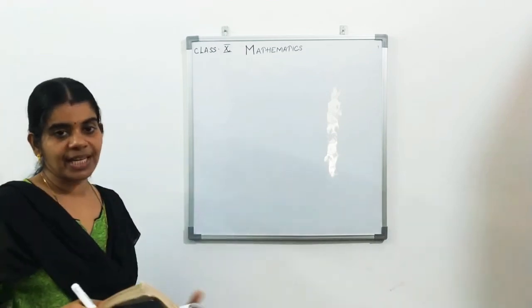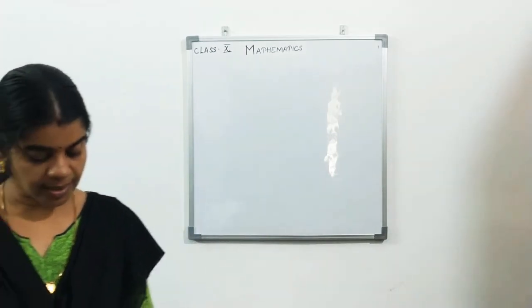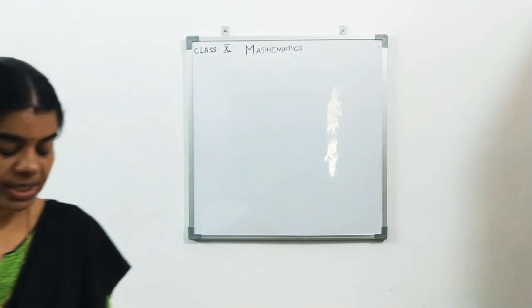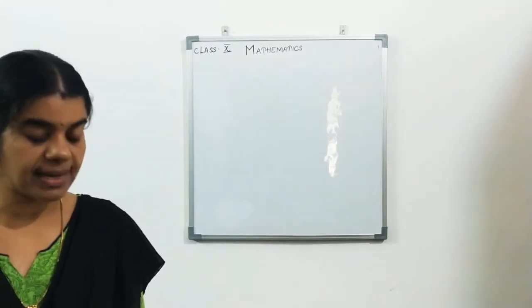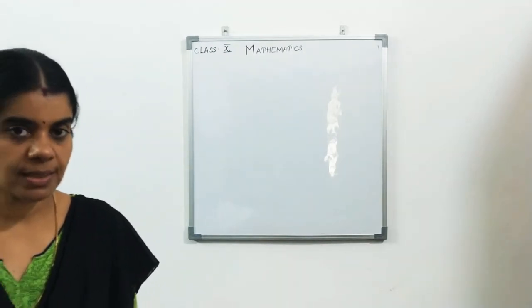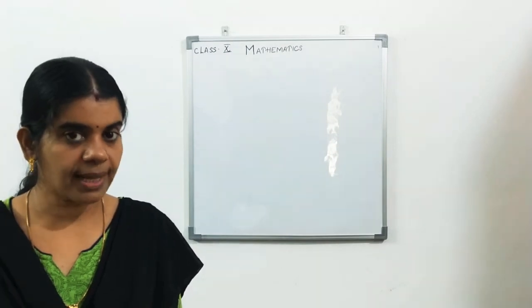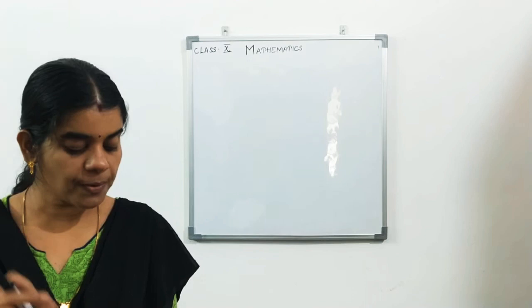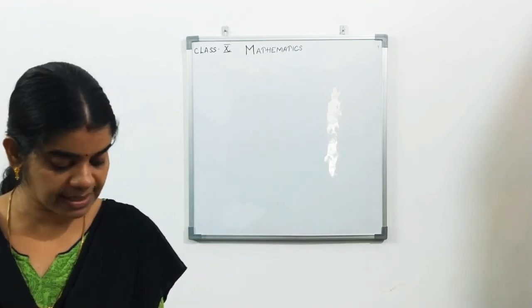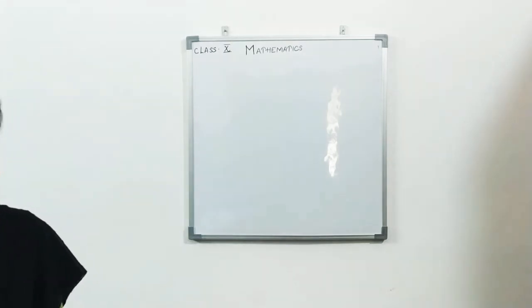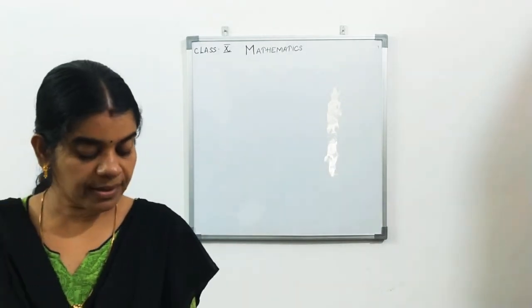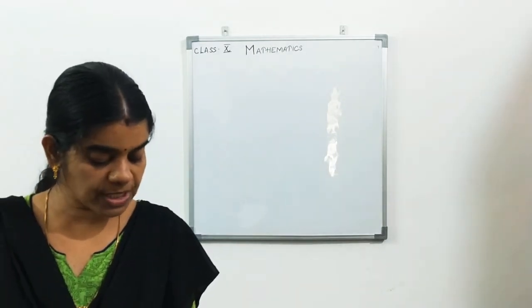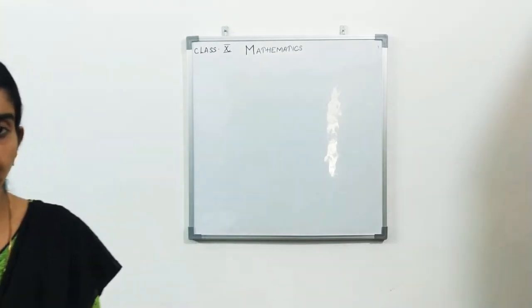Next, listen to one problem. One girl, Romila, went to a stationery shop and purchased 2 pencils and 3 erasers for 9 rupees. 2 pencils and 3 erasers for 9 rupees. Her friend bought 4 pencils and 6 erasers for 18 rupees. Represent the situation algebraically and graphically.